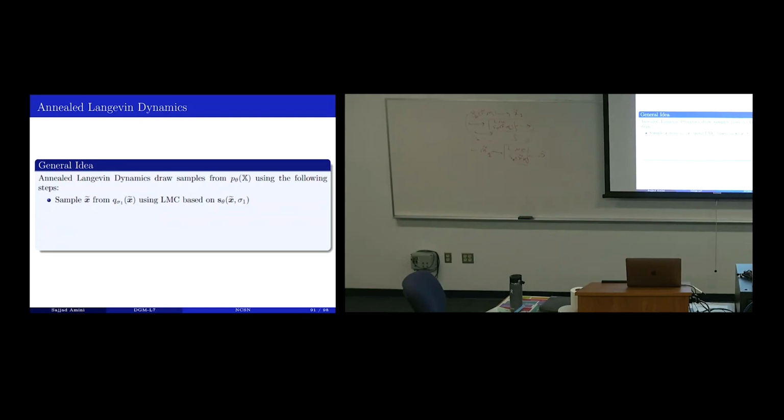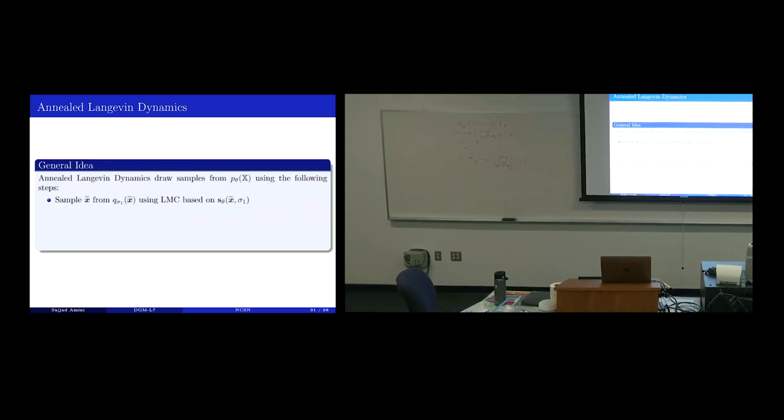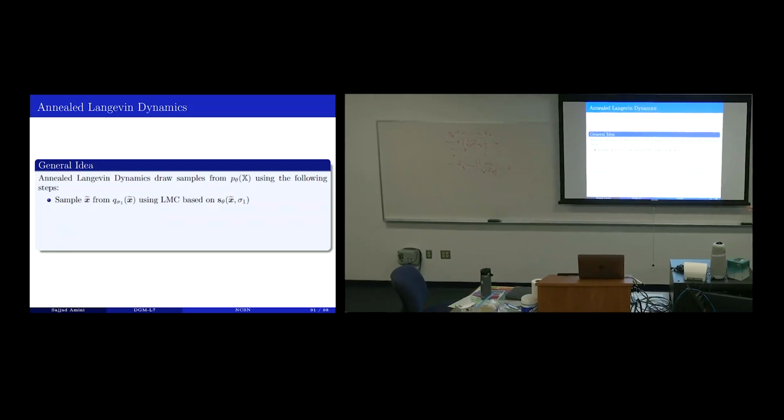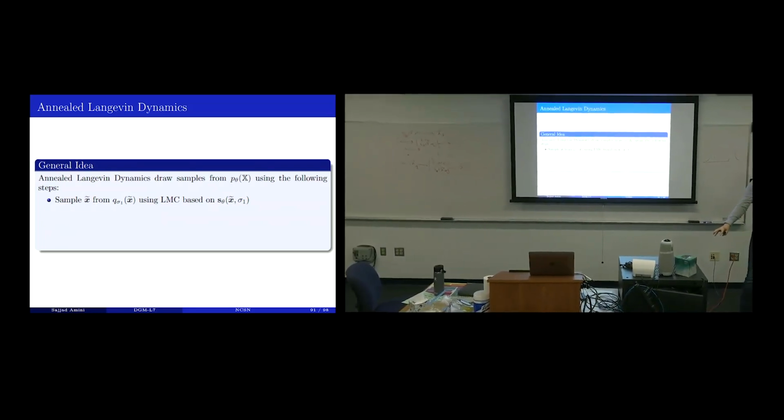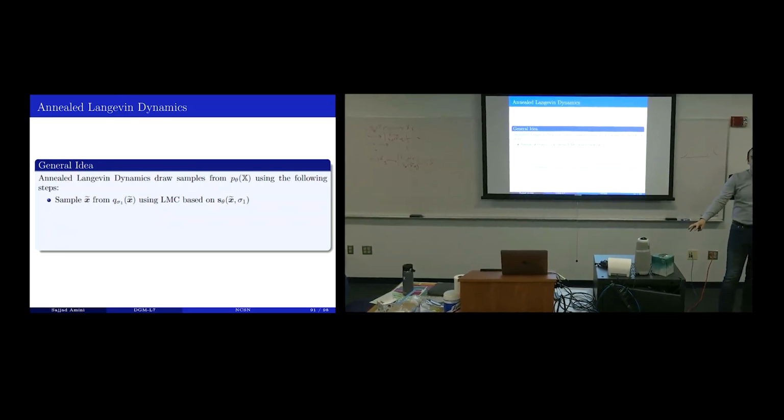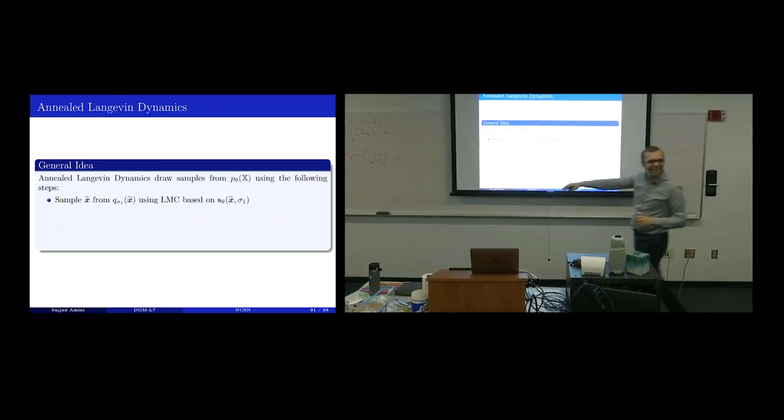You start with the noisiest version and generate a sample. Use that sample to initialize another LMC with a score function of a lower noisy version. Then output another sample. Continue this procedure until you use the best score function, which is sigma L.